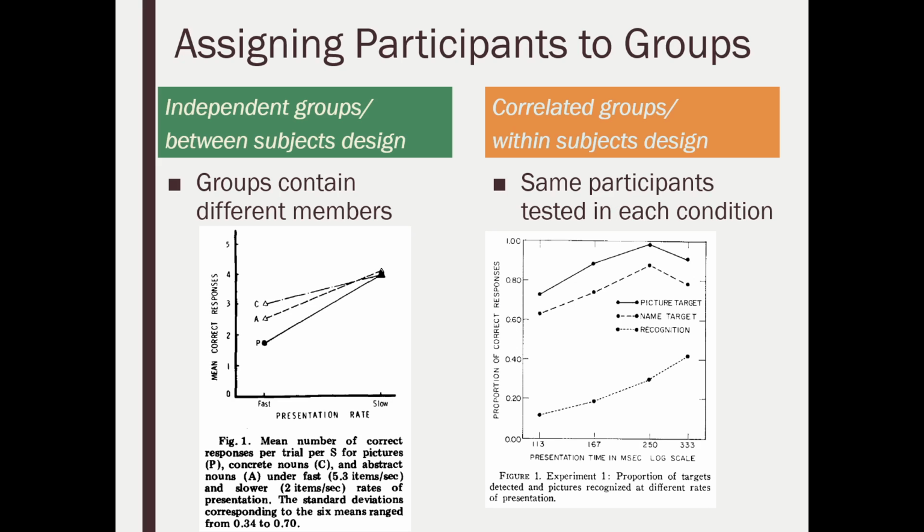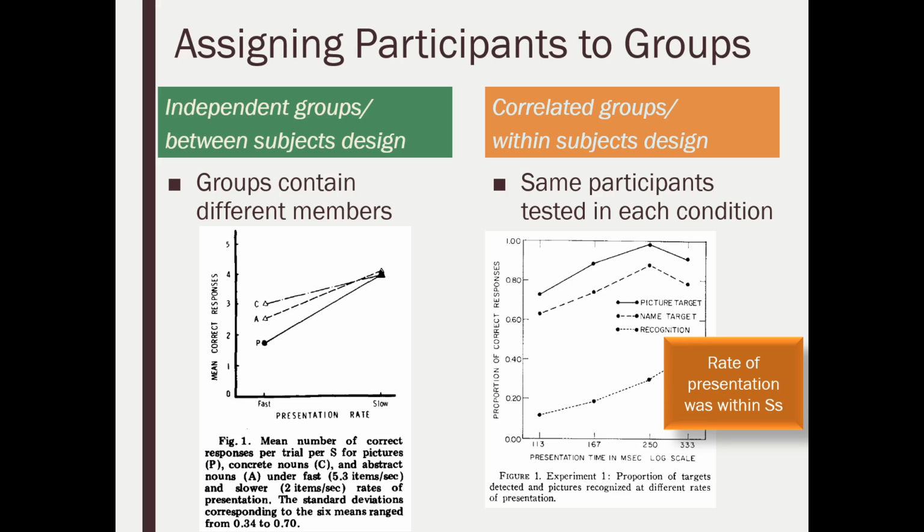This one, same subject, different study. In this one, actually, this is called a mixed design because the rate of presentation was a within subjects variable. So you see presentation rate across the x-axis. Some of the materials were presented with only 113 milliseconds exposure, and some were as long as 333 milliseconds, so a third of a second of exposure.